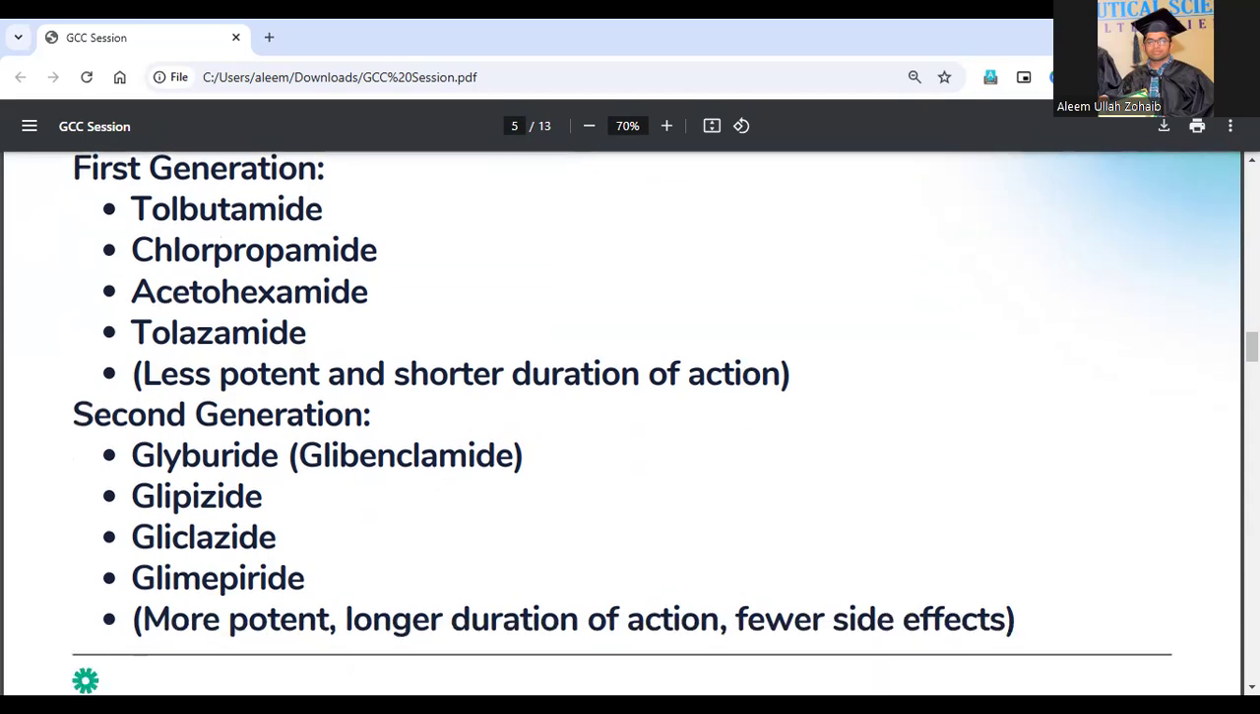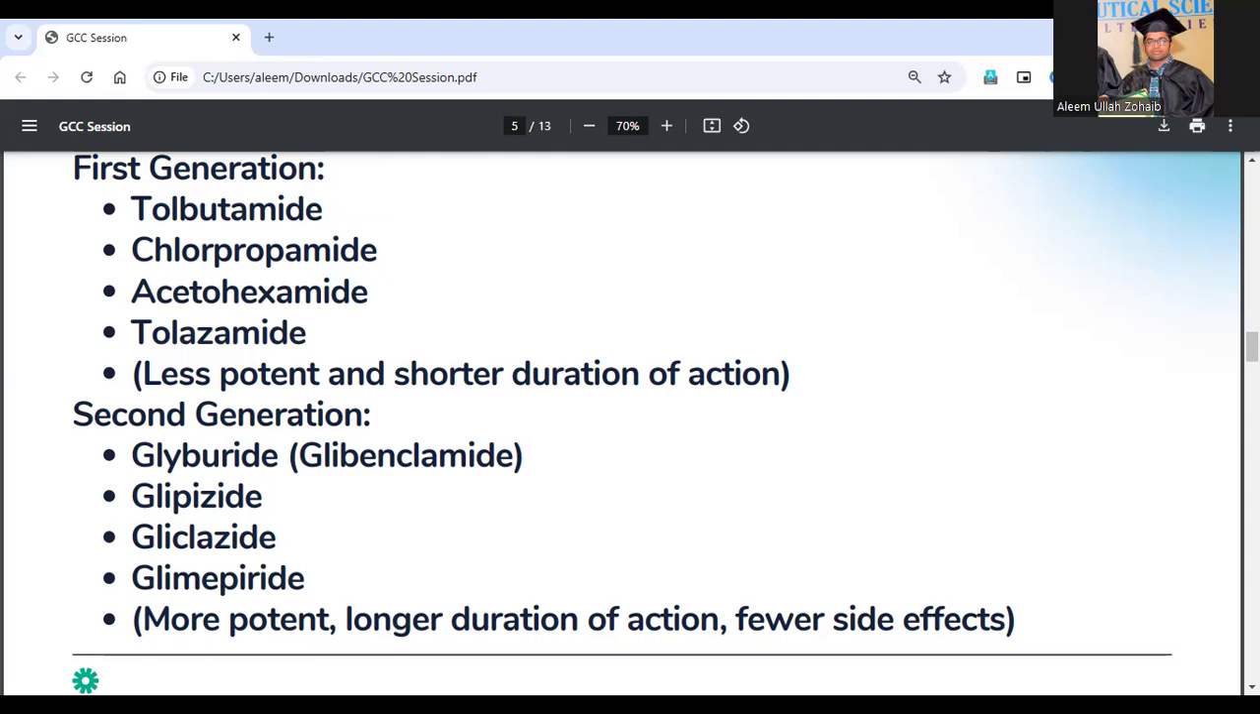The second generation are glyburide, glibenclamide, glipizide, gliclazide, glimepiride. These are more potent, with longer duration of action and fewer side effects. Now see the potency: less potent, more potent.